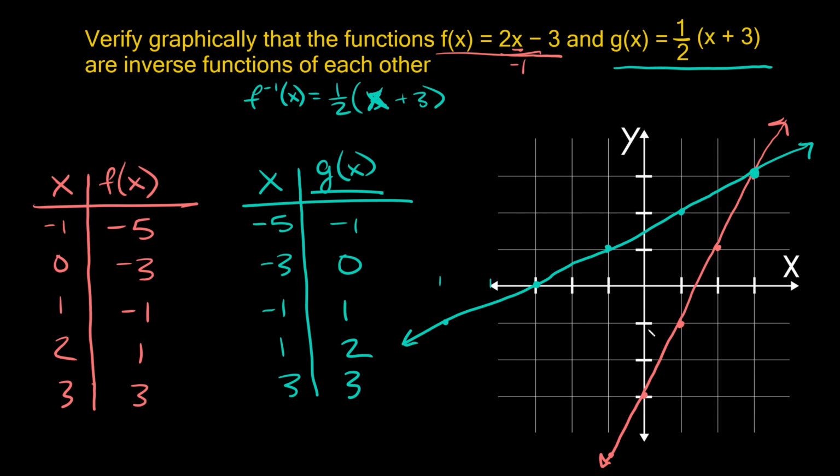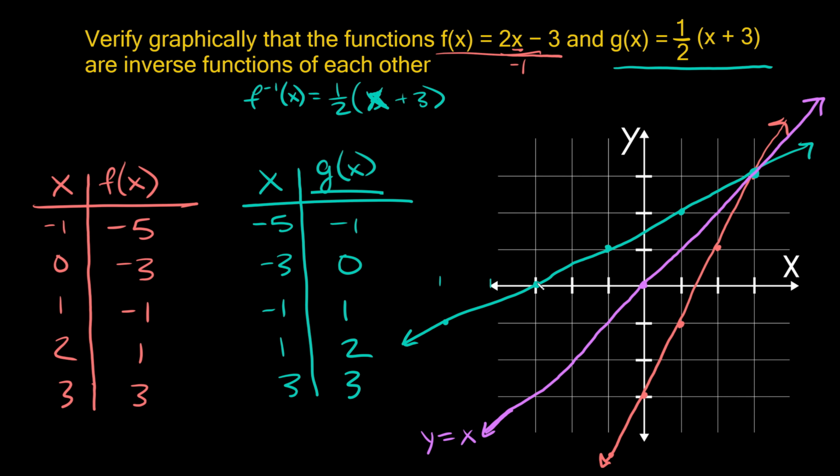Okay, so as you can see, it looks like there's some symmetry between these two lines, and the reason for that is because inverse functions are reflected over the line y is equal to x, all right? And this is the line y is equal to x. So this line right here runs through the origin and it has a slope of 1. So it goes up 1 over 1, up 1 over 1, up 1 over 1.